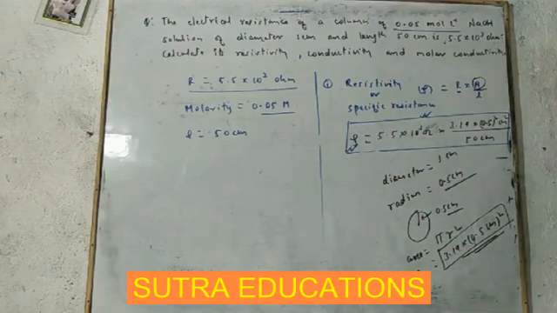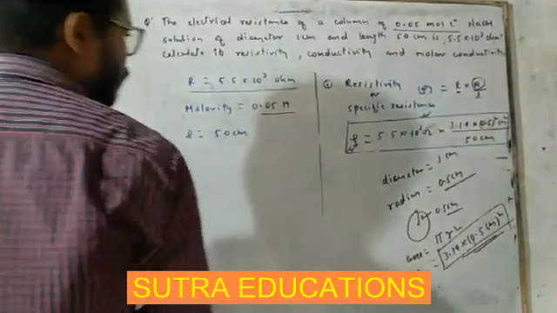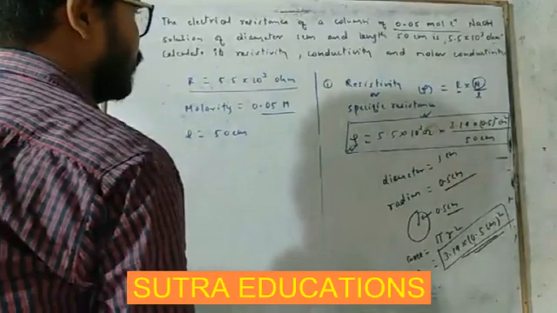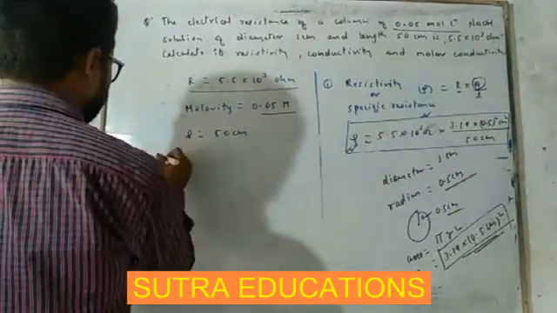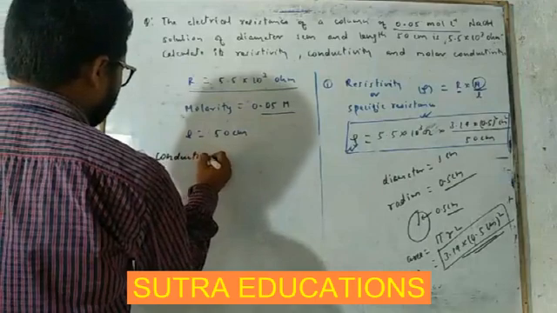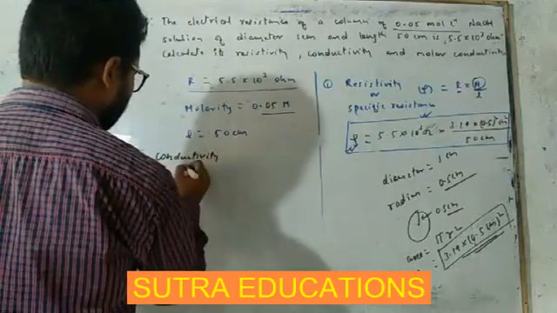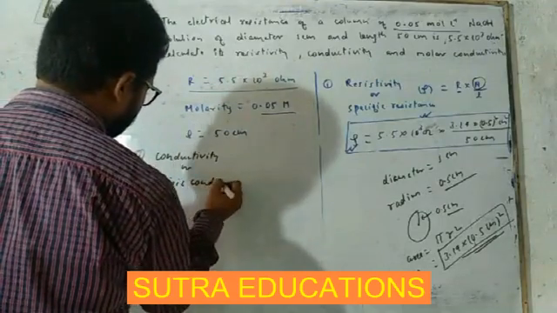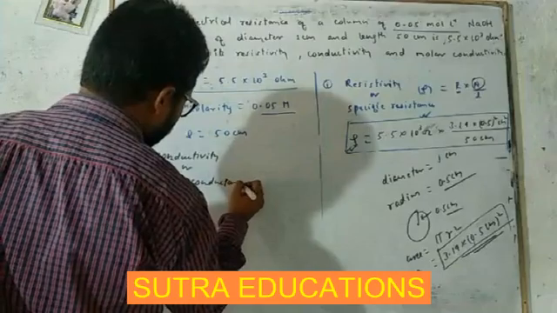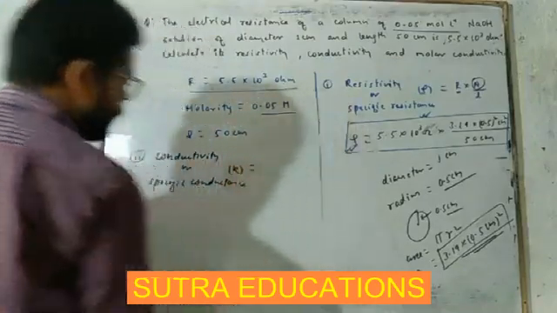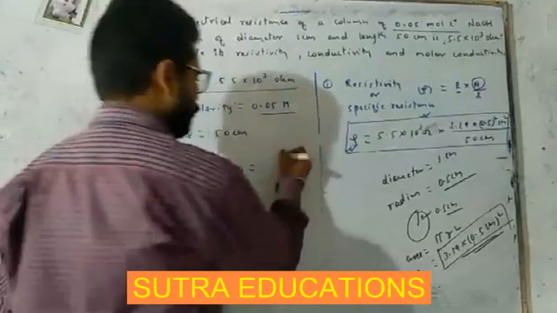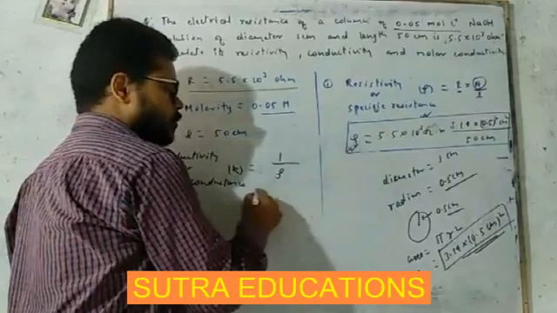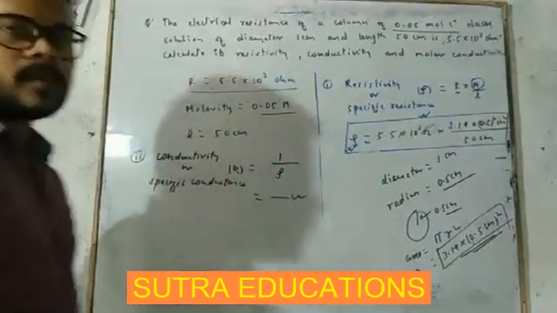Come to the second part. In the second part we have to find conductivity. What is conductivity? Specific conductance, denoted by kappa, and it is equal to 1 by rho. Rho we have calculated, so 1 by rho we can answer.